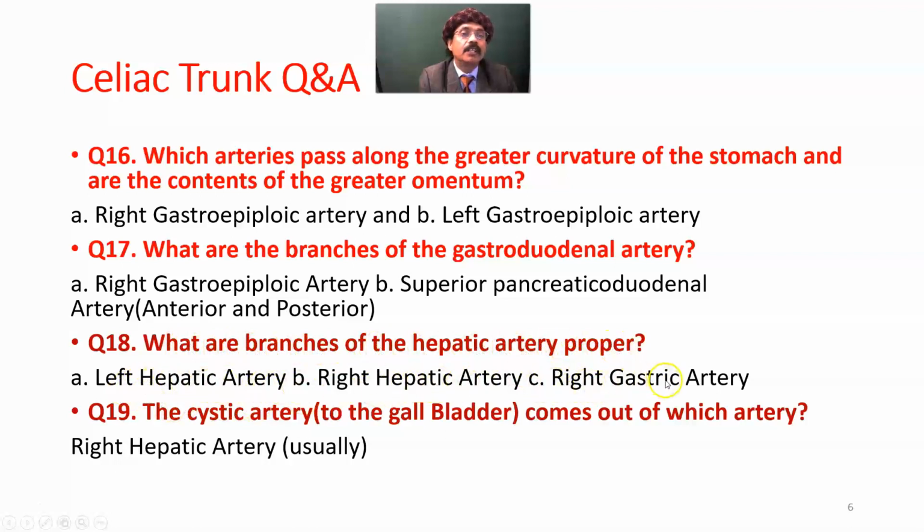Right gastric artery may arise from the common hepatic artery. The cystic artery, that is the artery to the gallbladder, arises from which artery? From the right hepatic artery, usually. Again, there is some variation. The surgeon sometimes has a hard time because there are some anomalies, but usually the cystic artery is a branch of the right hepatic artery.